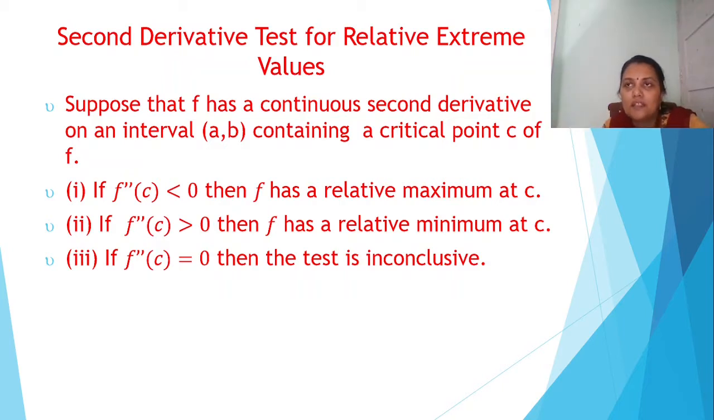So if we get a problem to find the relative extreme values using the second derivative test, we have to first find the first derivative of the function and equate it to 0 to find the critical points c, and evaluate f double dash c at each of the c's. Then we can conclude that if f double dash c is less than 0, then f has a relative maximum at c, and if f double dash c is greater than 0, then f has a relative minimum at c.